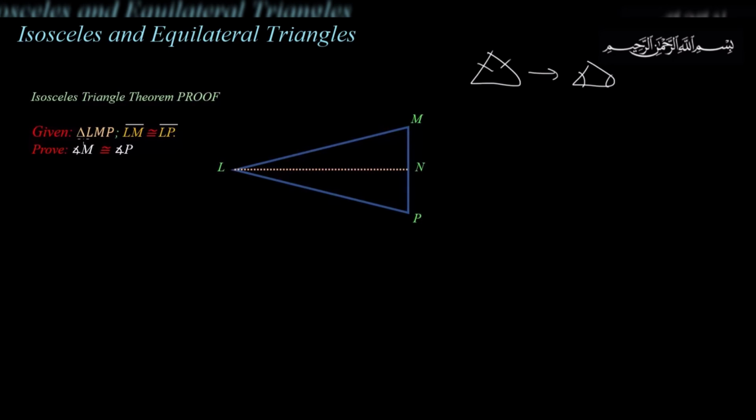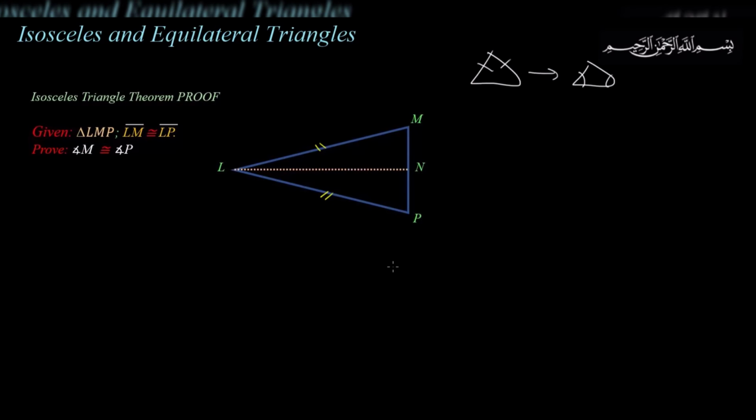So we're given this triangle LMP. Here's triangle LMP. And we're told that LM, that's this side, is congruent to LP, this side here. So we have a triangle LMP with two sides that are congruent. That's the particular situation we're given. And then we are asked to prove that angle M is congruent to angle P. Right, so we're asked to prove.